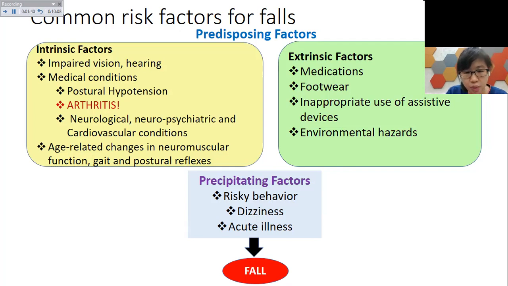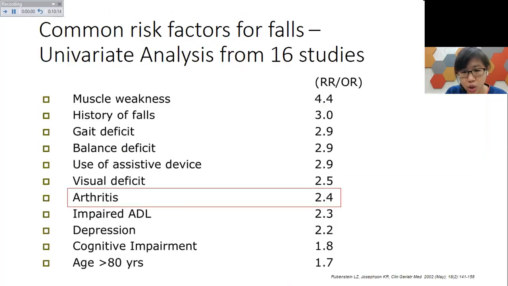Just to highlight the common risk factors for falls, as seen in the next slide of the 16 studies, arthritis is one of the top causes, which we'll be learning more about later. Though impaired gait and balance constitute a high risk of falls, so does impaired vision. In fact, vision itself also affects balance, in addition to proprioception and the impaired vestibular system.